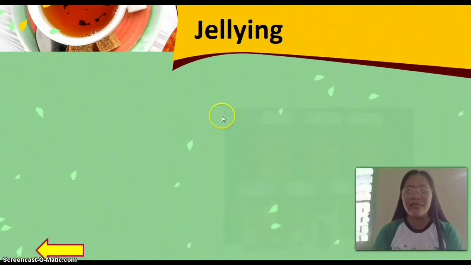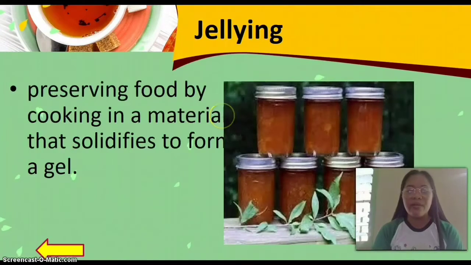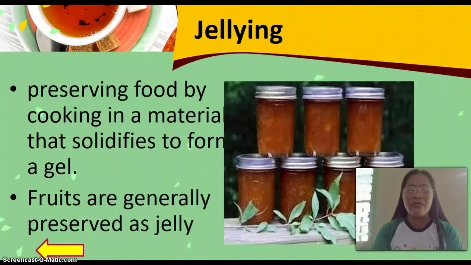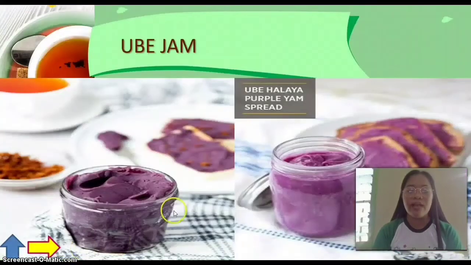Next, gelling. Preserving food by cooking in a material that solidifies to form a gel. Fruits are generally preserved as a jelly. Usually, we cook the fruit first before placing in a jar or in a container. That's how we preserve food. Like this example, the ube jam or the ube halaya.